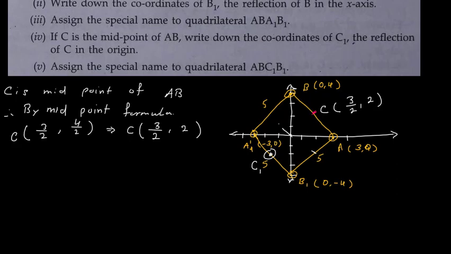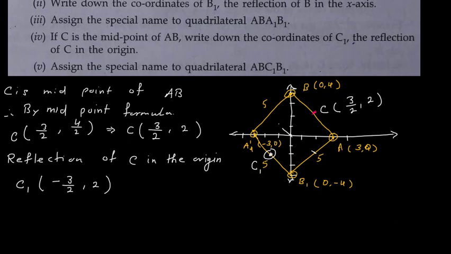So reflection of C, I will say that reflection of C in origin, or reflection of C in the origin. Yes, in the origin only they have written. So I will say that this C1, it will be minus 3 by 2 comma minus 2. This is reflection of C in the origin.